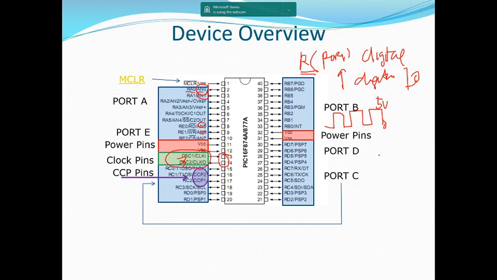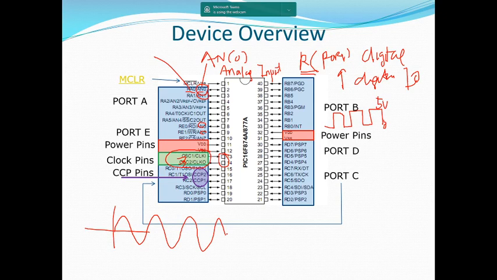Whereas for AN notations like this, AN and the number, which is only for port A, it means that this pin for port A can be either digital input-output or, slash here, it can also be set as analog input. Input only, not output, analog input. What does it mean? Analog input will be like this. This is analog. For example, your sensor is producing an analog signal like this. So this is not digital. This is going to be used on this particular pin, and you have to sample it to get the value from this sensor. That you are going to learn in A2D.